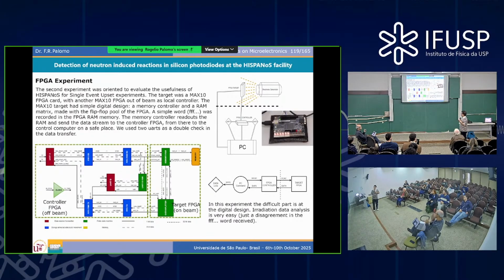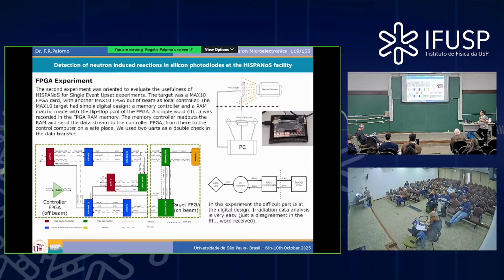In the US, they only have the Lance facility, totally saturated. So they were looking for cheap facilities with people with the knowledge needed for making this kind of experiment. So we decided to use a target FPGA on beam. That's the FPGA in a commercial PCB. Okay, and why not?